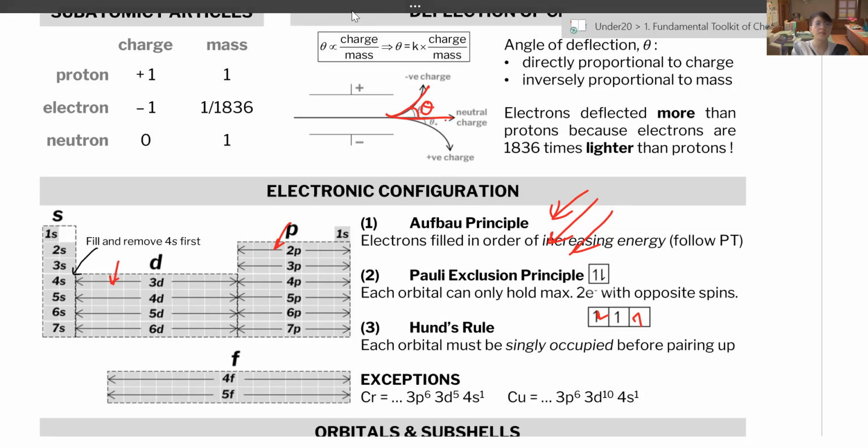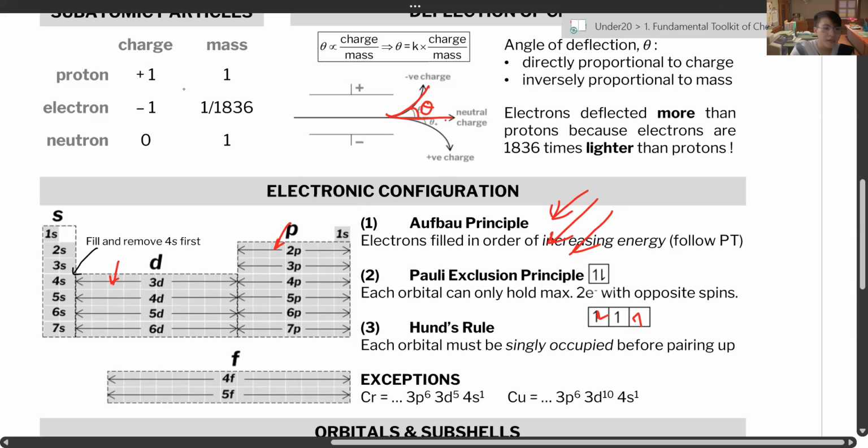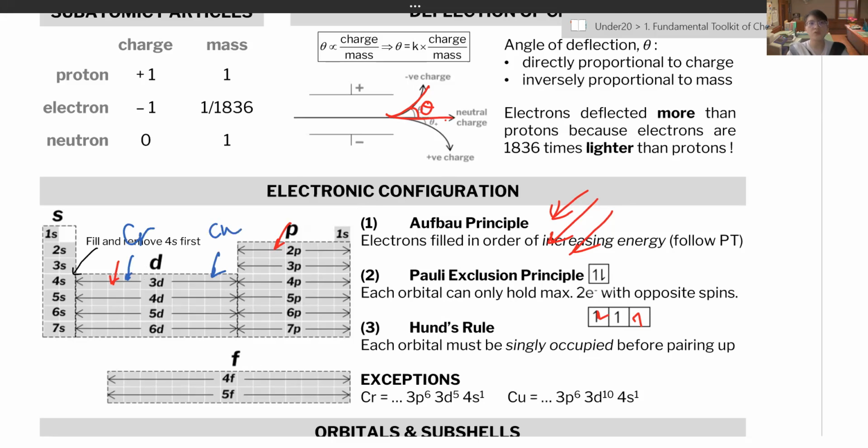So if you look at the periodic table, chromium is actually here, and copper is actually here. So if you were to use the periodic table method that I mentioned earlier, you would actually call chromium 3d4 and 4s2, and copper 3d9 and 4s2. So why did we change it, right?